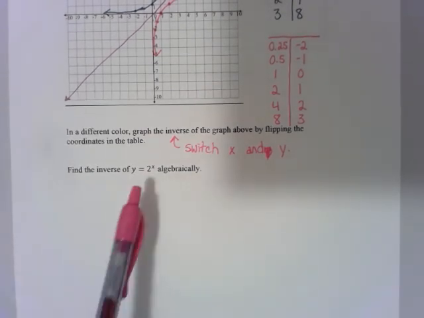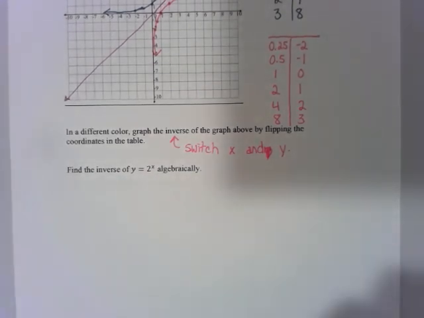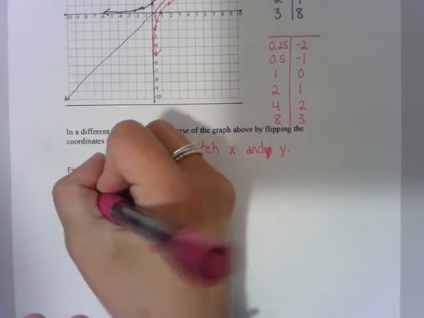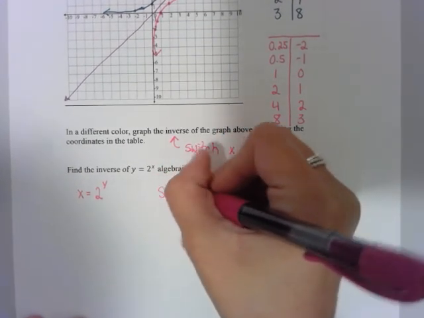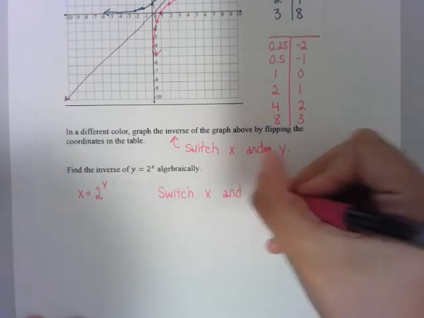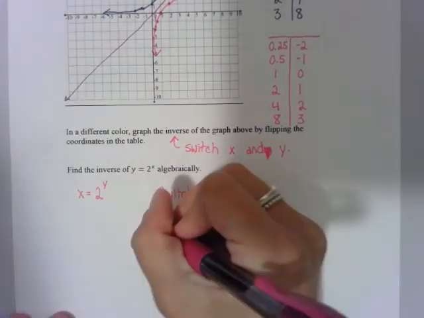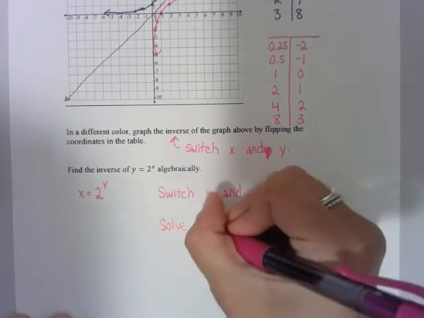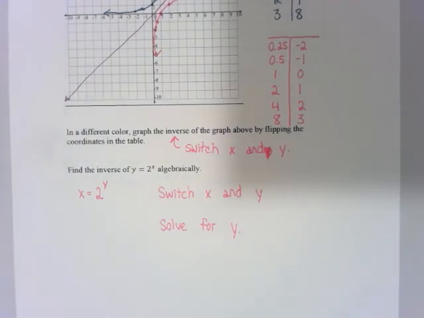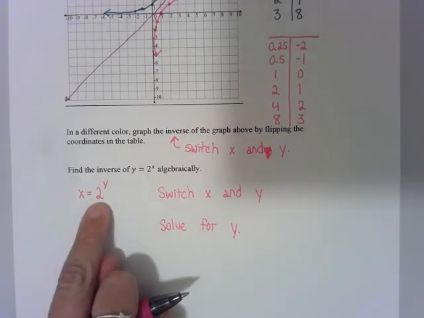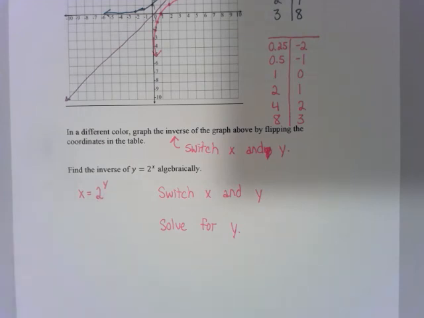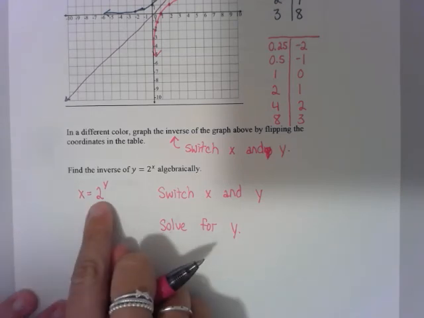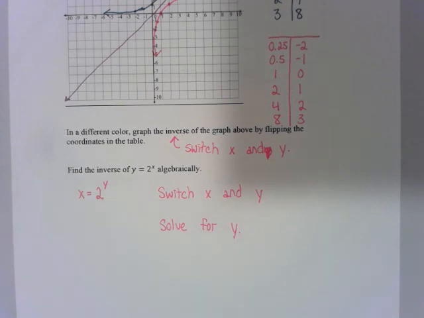So to find the inverse of something algebraically, we need to switch x and y. So x equals 2 to the y power. Next, we need to solve for y. Looking at this, there's no way to get the y by itself by dividing. I can't multiply. I can't subtract anything. And I can't take the square root because 2 and y are connected. 2 is raised to the power of y.